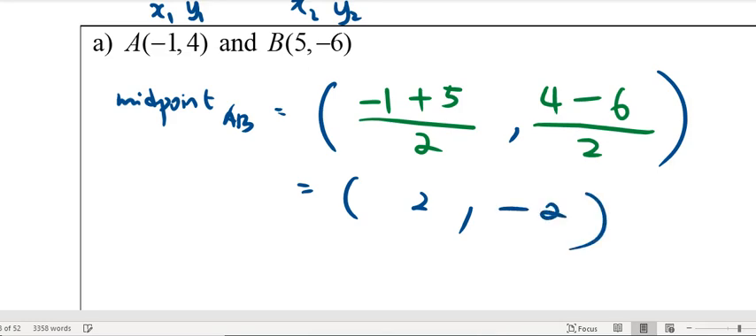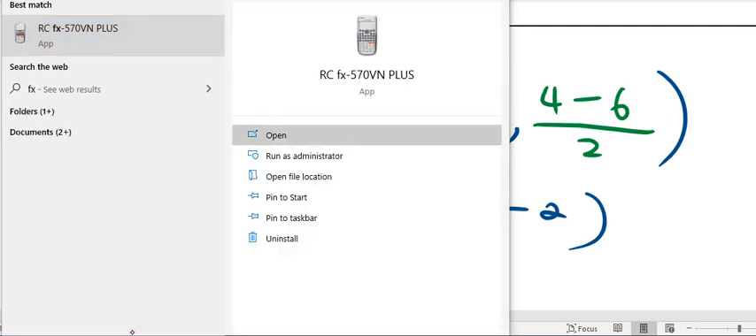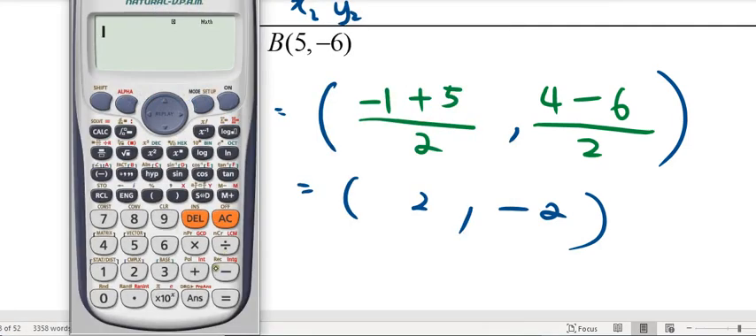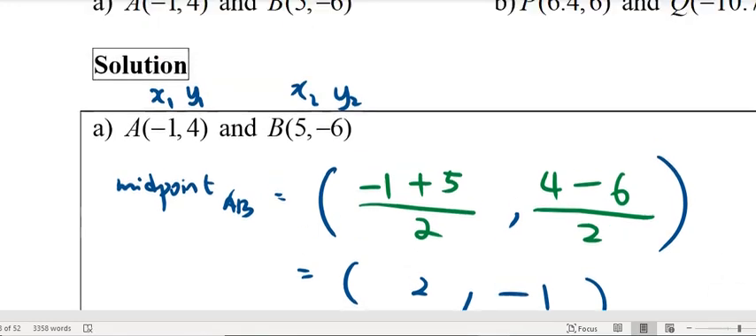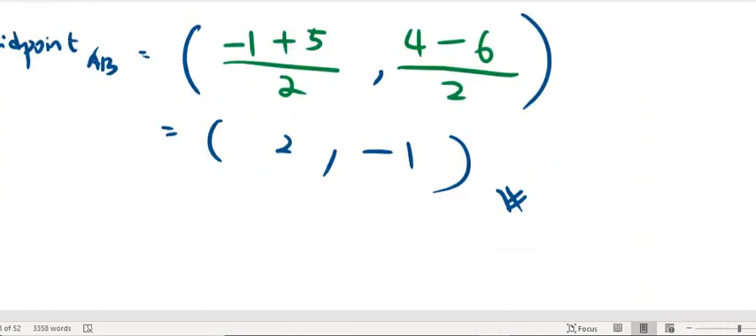If you still doubt the answer, just get your calculator. So negative 1 add up with 5 divided by 2, so you have 2. 4 minus 6 divided by 2, so you have negative 1 here. See, careless mistake. So you will have negative 1. Okay, so that's the answer. For the B, you try yourself.